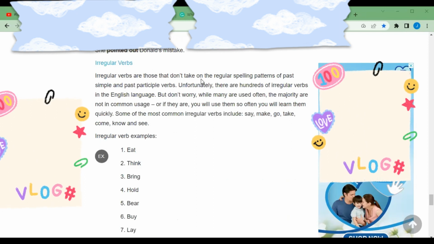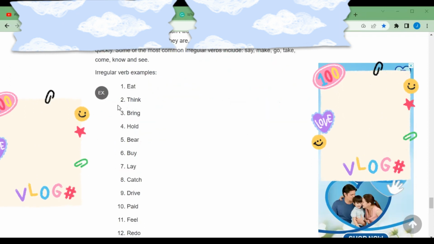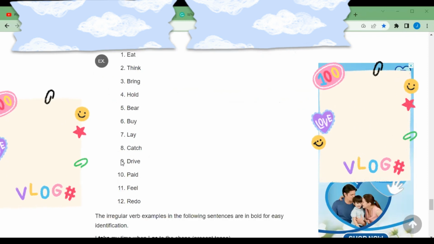Irregular verbs are those that don't take on the regular spelling patterns of past simple and past participle verbs. Unfortunately, there are hundreds of irregular verbs in the English language. But don't worry, while many are used often, the majority are not in common usage. Or if they are, you will use them so often, you will learn them quickly. Some of the most common irregular verbs include say, make, go, take, come, know, and see. Irregular verb examples we have eat, think, bring, hold, bear, buy, lay, catch, drive, pay, feel, redo.